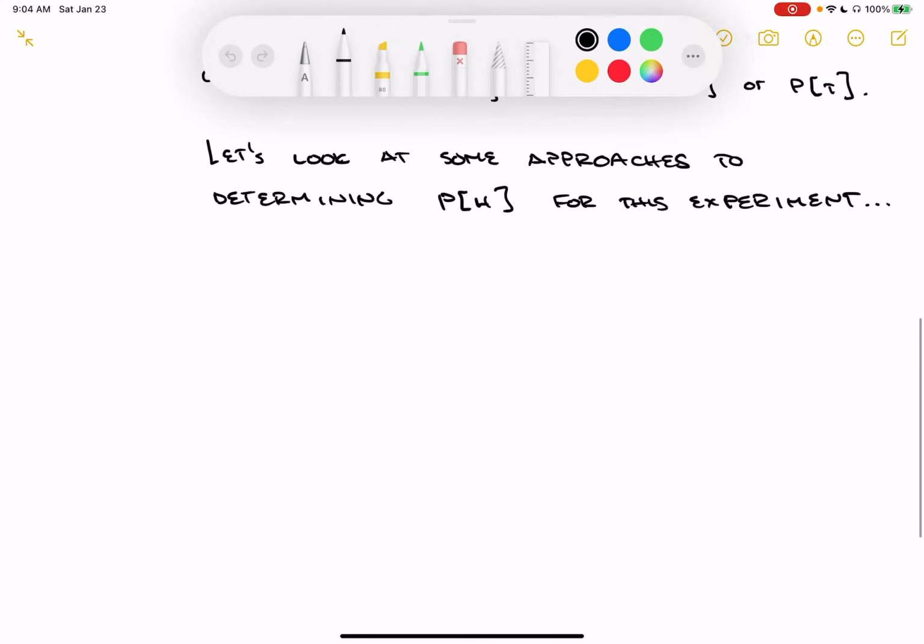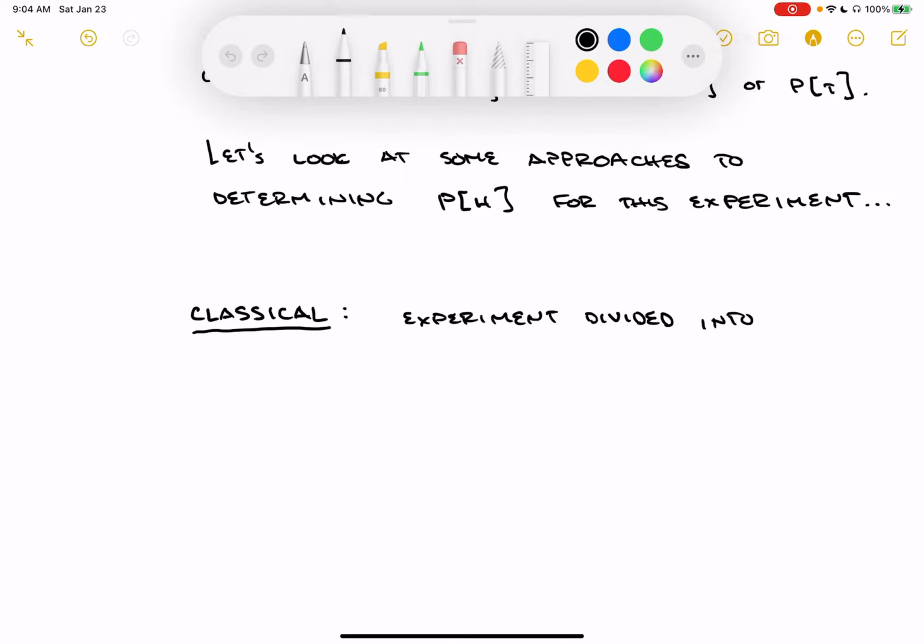The first one I'd like to look at is what is just known as the classical method. It's a classical assignment of probability. So let's go ahead and think about this classical method of probability. Basically, in the classical method, an experiment, right? This experiment is going to be divided into equally likely outcomes. So in a real classical sense, we take our experiment and we divide it into equally likely outcomes.